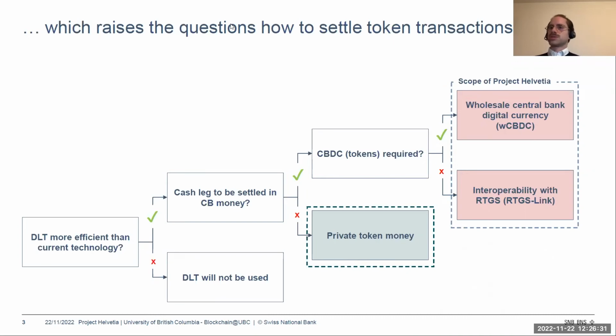Or the second option could be to issue a wholesale central bank digital currency, a token-based money, so to say, in a technological sense, not in a legal sense, to settle those transactions on such a DLT-based infrastructure. And whether this would be feasible to settle in central bank money was the scope of Project Helvetia.